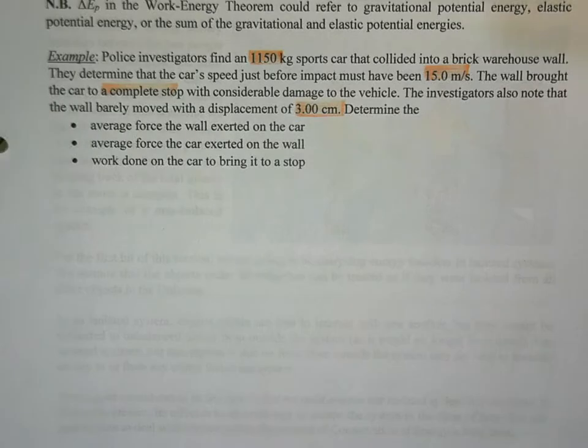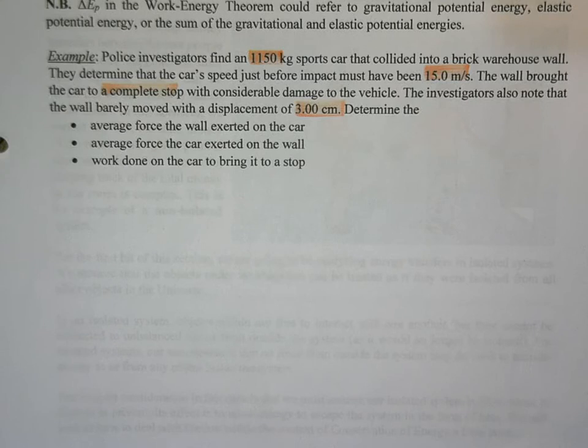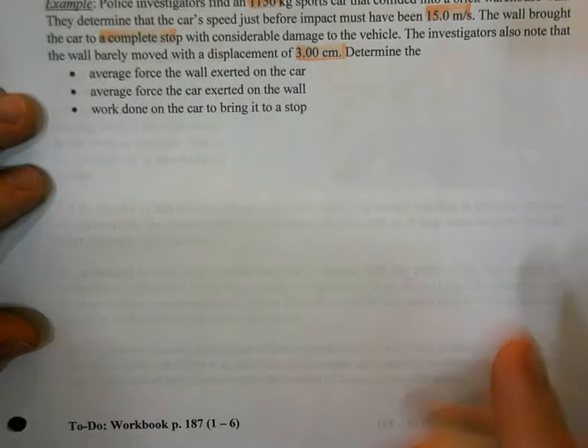So we want to find the average force on the wall. We want to find the force that the wall exerted on the car, the force that the car exerted on the wall, and the work done on the car to bring it to a stop. Now these can be done in any order. What we want to do is use the Work-Energy Theorem. You could do this from a kinematics approach or a dynamics approach, which is perfectly fine, but let's look at it using the Work-Energy Theorem. So let's actually find the work done in this scenario.